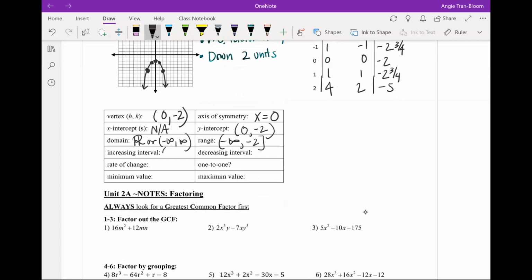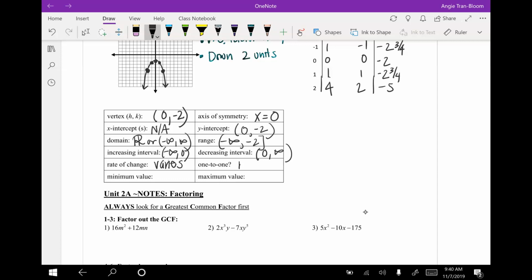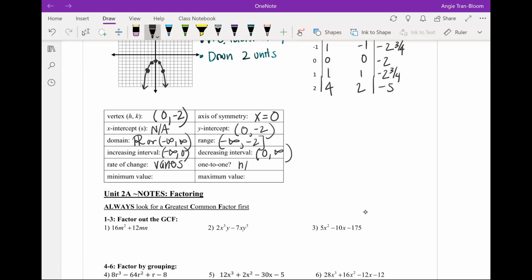Increasing is from -infinity, and it stops at 0. That means decreasing is from 0 to infinity. The rate of change for all parabolas varies, so it's definitely not a 1-to-1, so it's not applicable. We do not have a minimum value. We do have a maximum value of what? -2. At what location? x equals 0. And that's an egg roll, y'all.